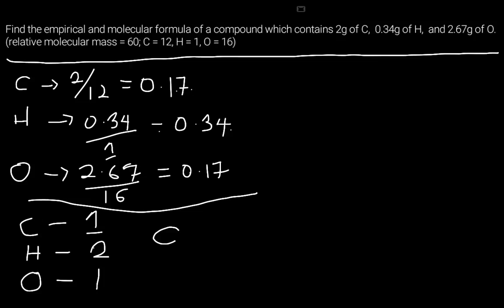Therefore, the empirical formula is C 1, H 2, and O 1, so CH2O. So this becomes the empirical formula for this compound that we're discussing. So how do we solve for the molecular formula?